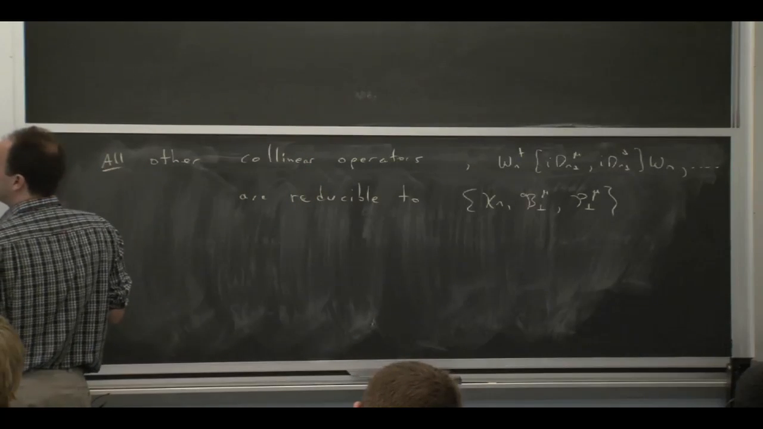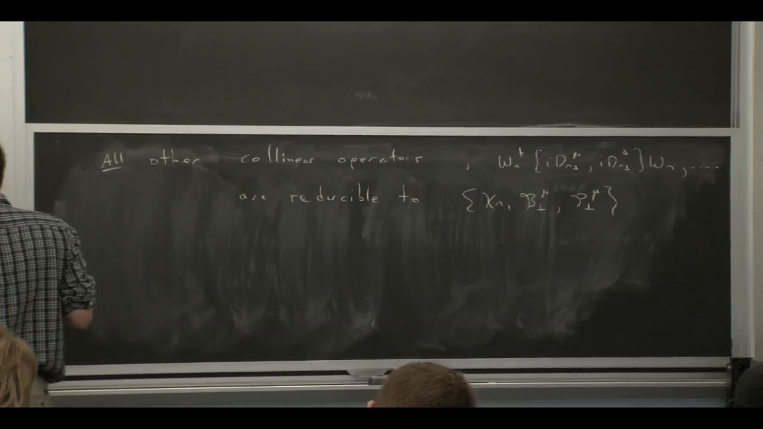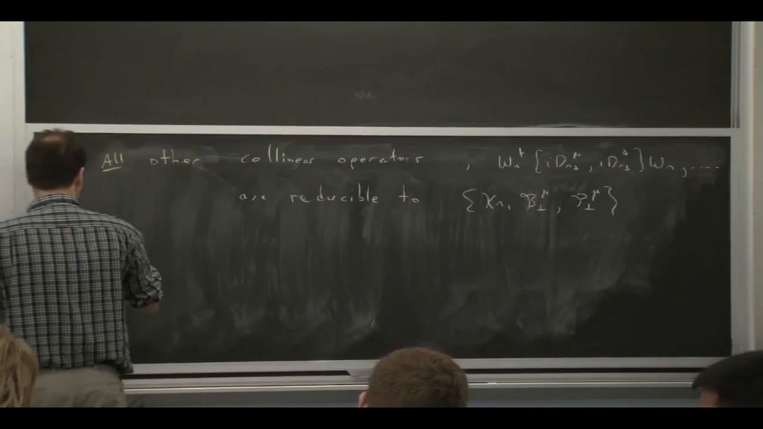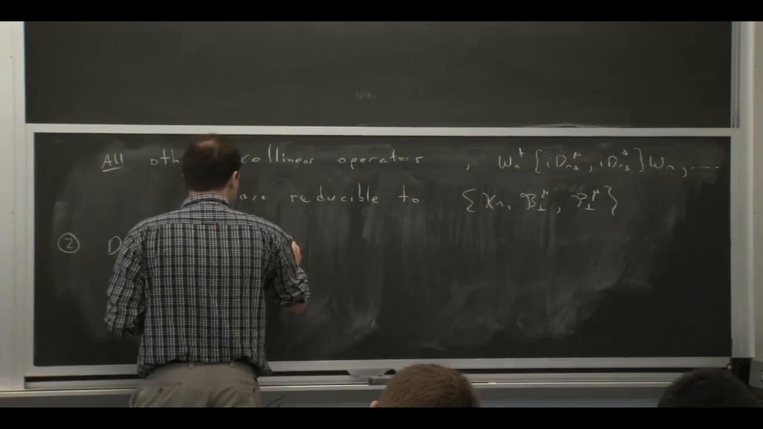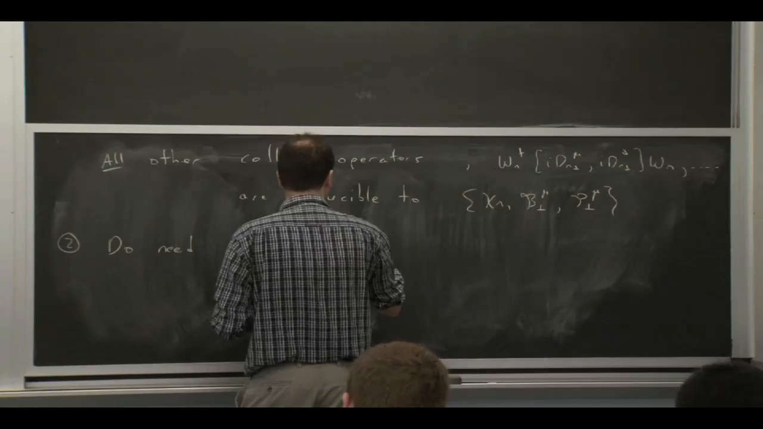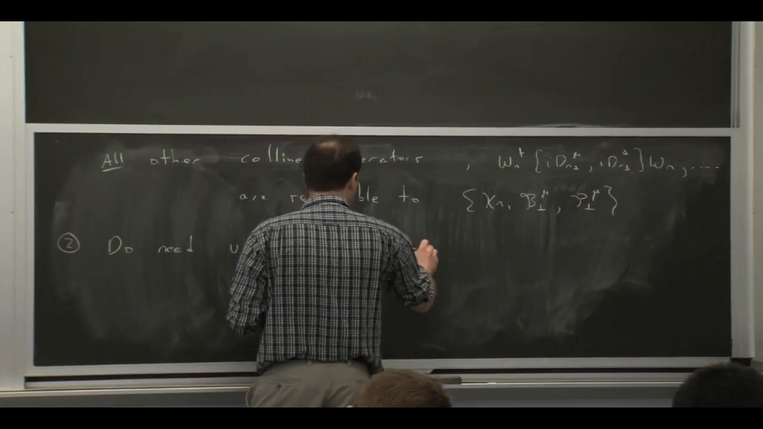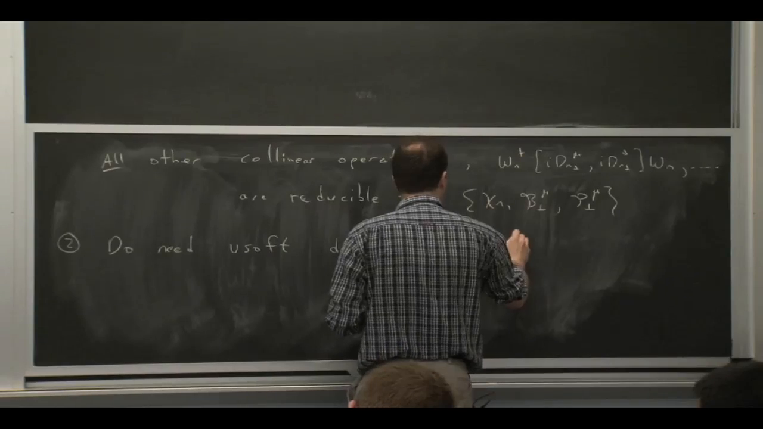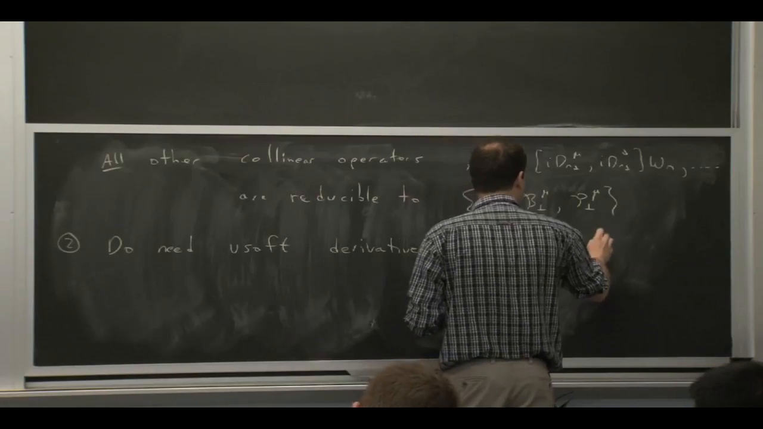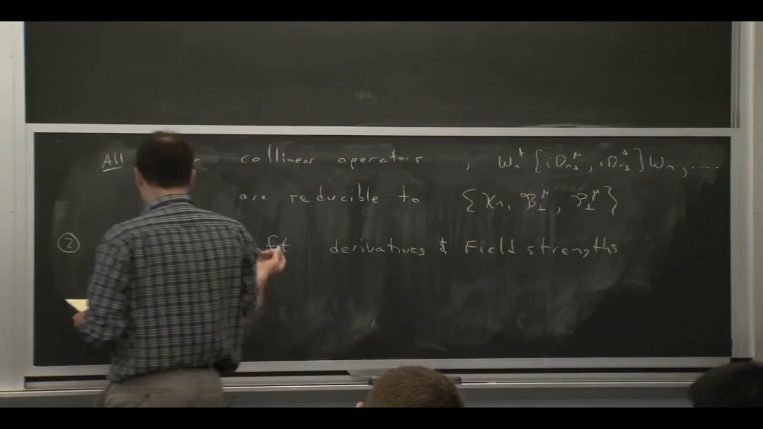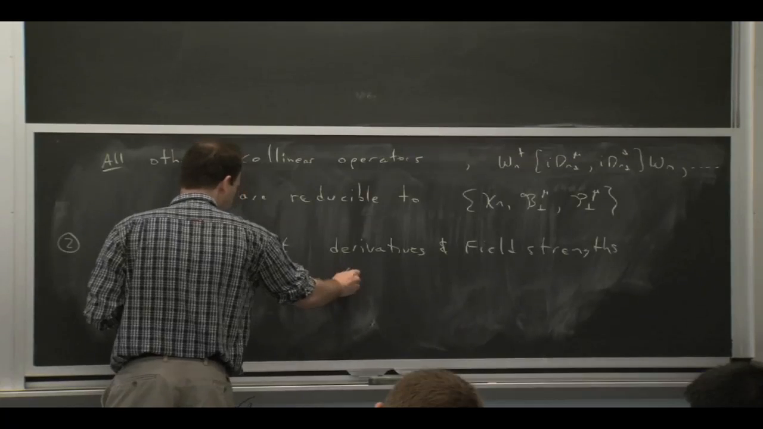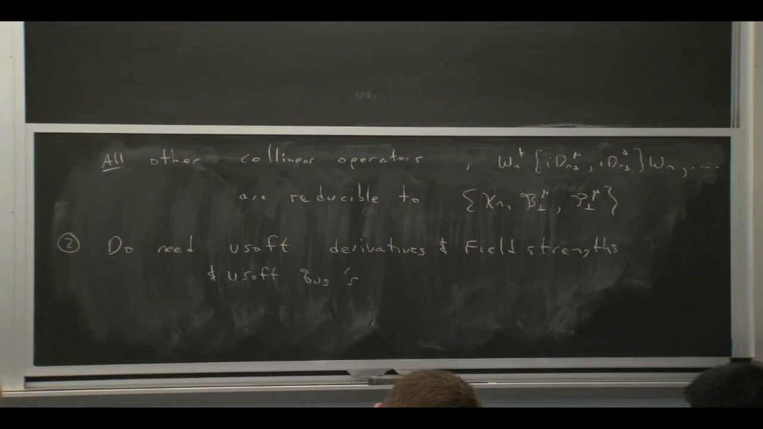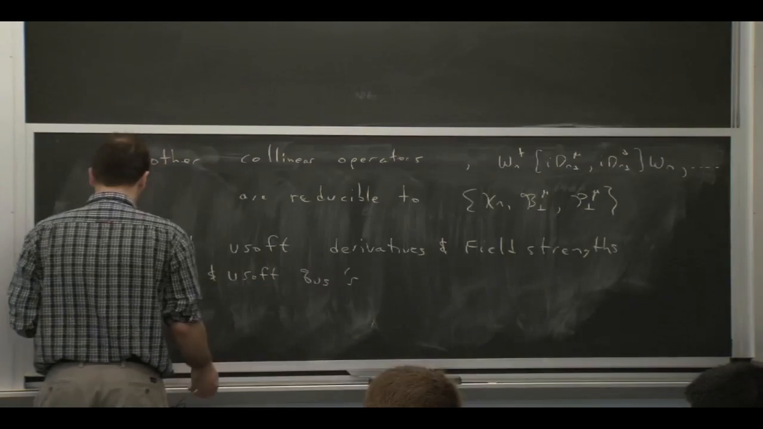And then for the ultrasoft sector, so I guess this is 2, we do need ultrasoft derivatives, and ultrasoft field strengths, and ultrasoft quarks. So this part is really just similar to the story that you'd have for a standard low energy effective field theory, like integrating out a massive particle. You can use the equation of motion.